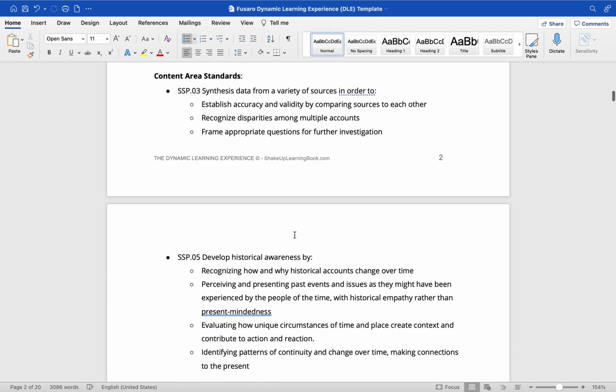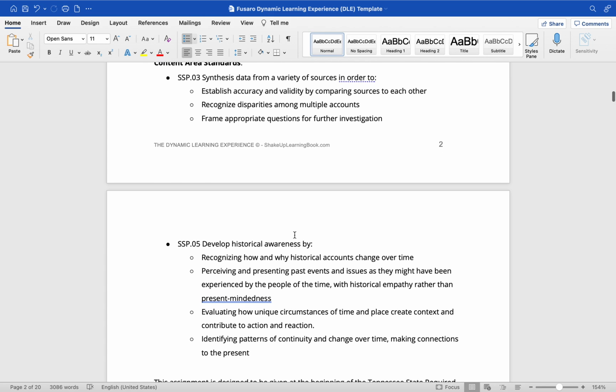So the standards for this really are social studies practice standards and a review of some eighth grade standards. Social studies practice 03 is to be able to synthesize data from a variety of sources in order to establish accuracy and validity by comparing sources to each other, recognizing disparities among multiple accounts, and to frame appropriate questions for further investigation.